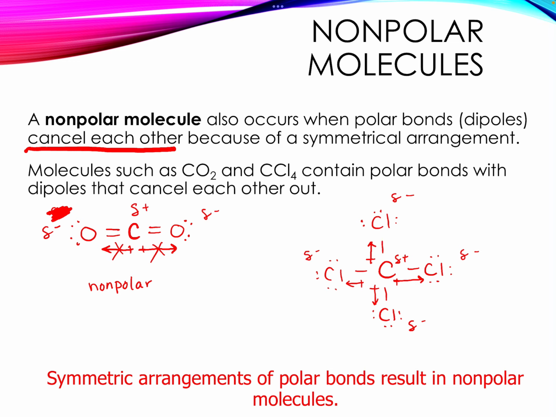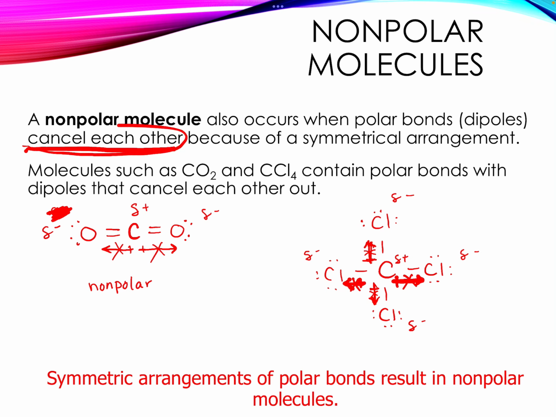All right, I know this is starting to look a little bit messy, but do you see that we have one dipole going to the left and then one dipole going to the right? Those two dipoles cancel each other out. We also have one dipole going up and one dipole going down. Those two dipoles are exactly opposite and they cancel each other out. So in carbon tetrachloride, all of the dipoles canceled out, which makes this a nonpolar molecule.